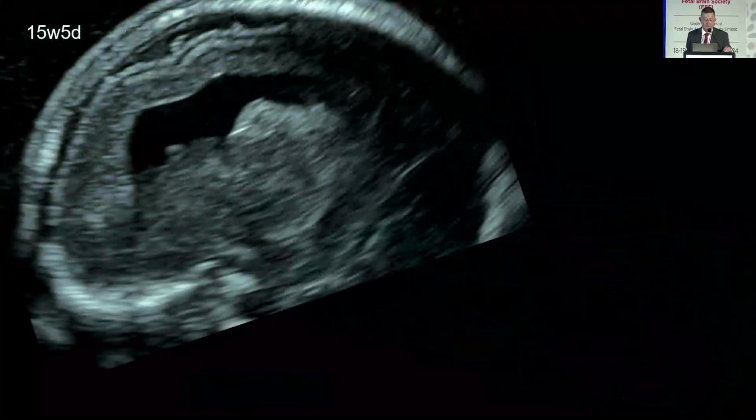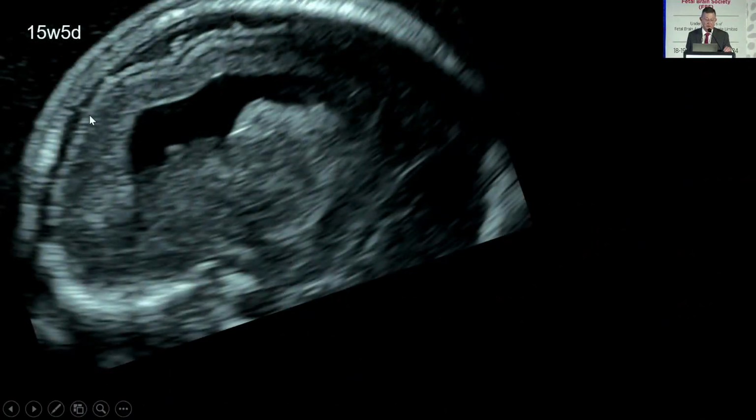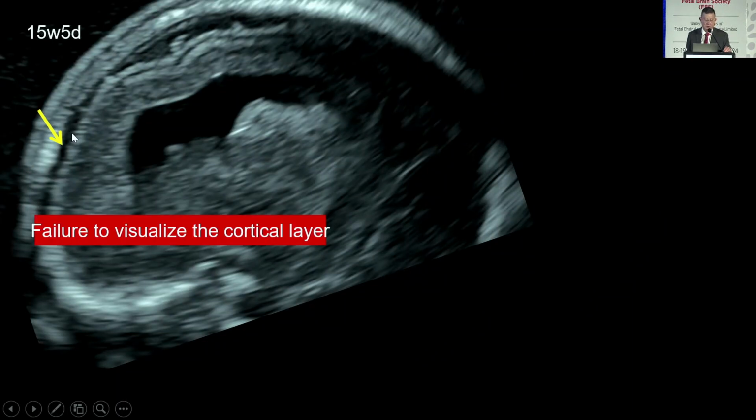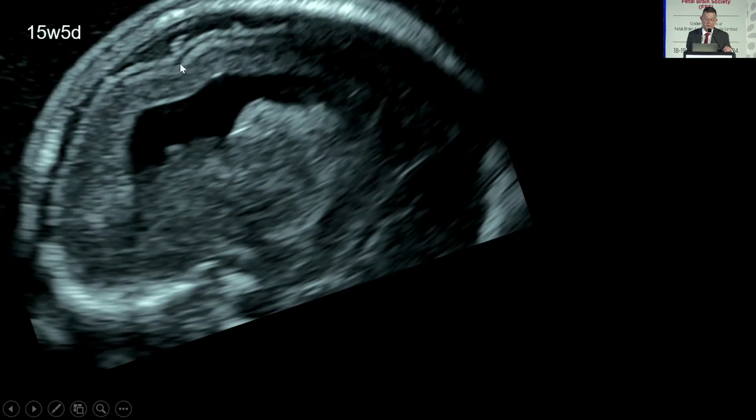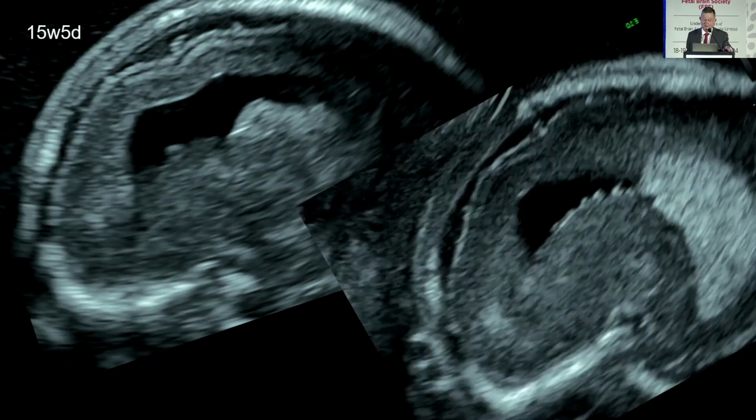This is another case at 15 weeks. Again, here you don't see the cortical layer, and when you look here, you see the cortex is present, but there is a very early presence of abnormal sulcation. And when you move the probe a little bit, what do you see? Nodules. 15 weeks and 5 days.